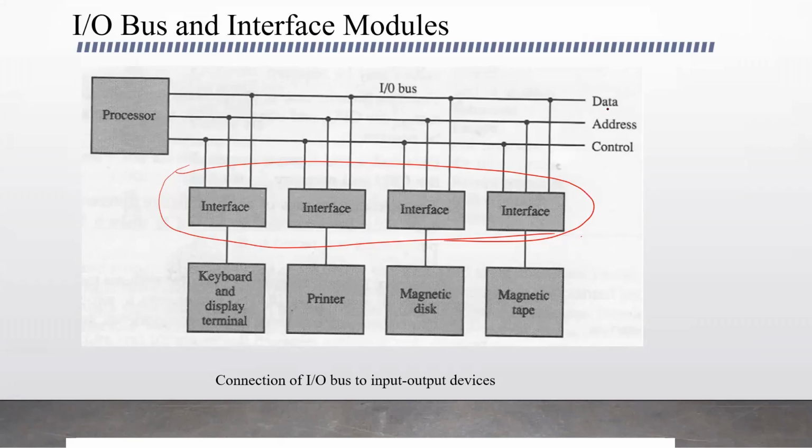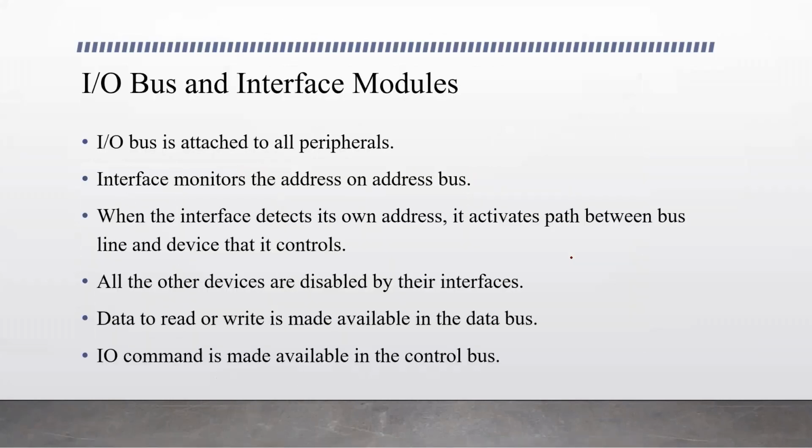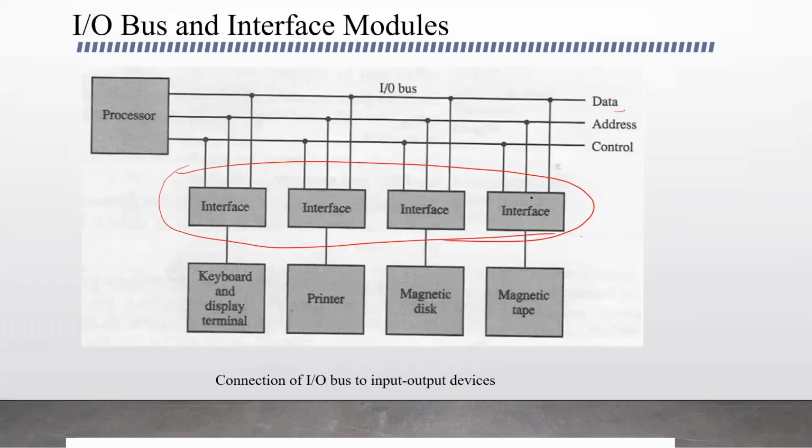The IO bus consists of data lines, address lines, and control lines. How is the communication between the internal components and the IO devices done? The IO bus is attached to all the peripherals. The interface monitors the address on the address bus. When the address is placed on the address bus, the interface decodes it and finds the peripheral device that has the same address.